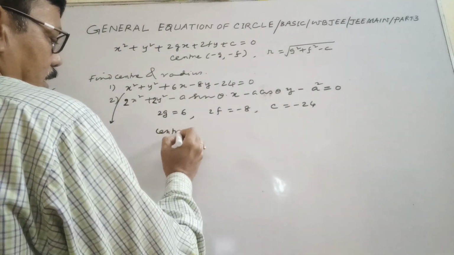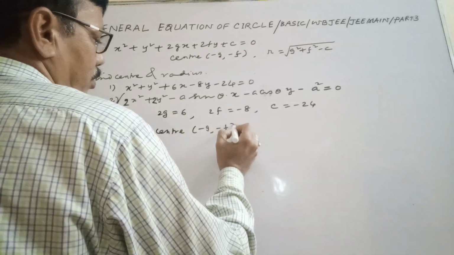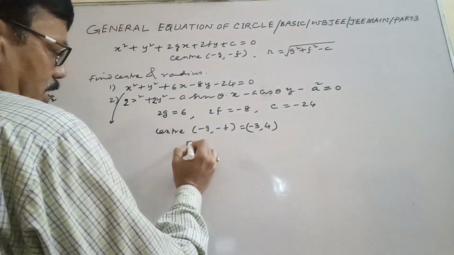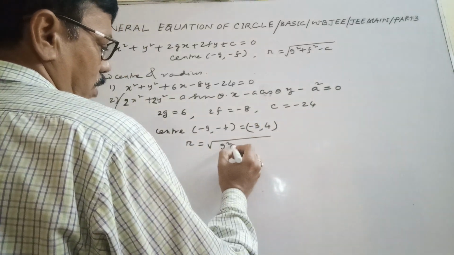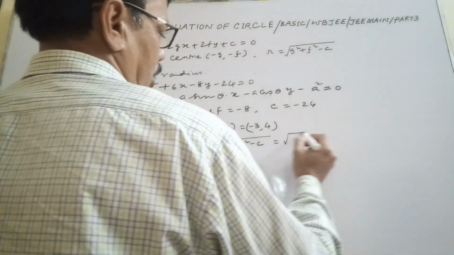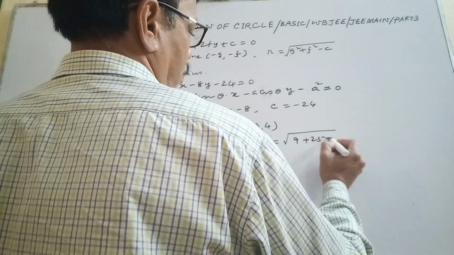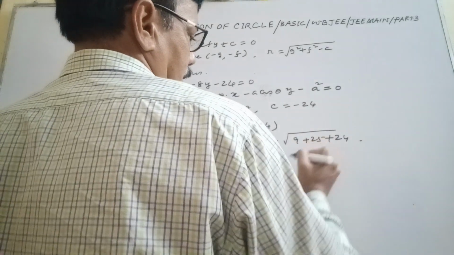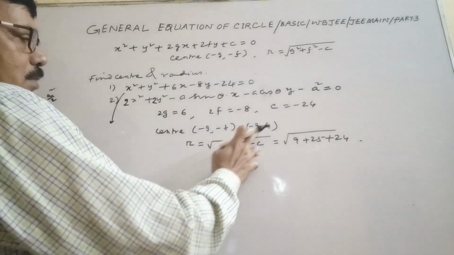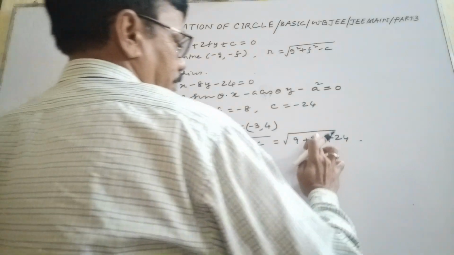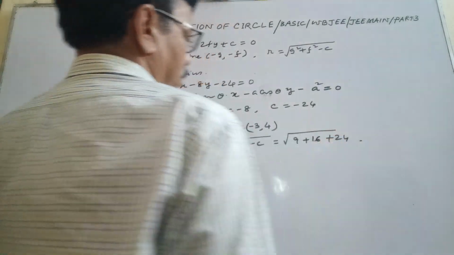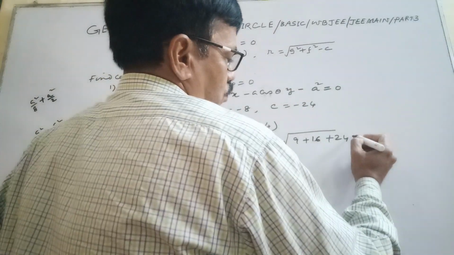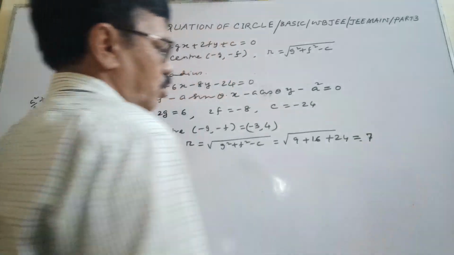So the center is (minus g, minus f), so (minus 3, 4). And what is the radius? Square root of g square plus f square minus c. So this is 9 plus 16 plus 24. Here 3 square is 9 and 4 square is 16, plus 24. So 25 plus 24, this is 49, and the square root is 7.